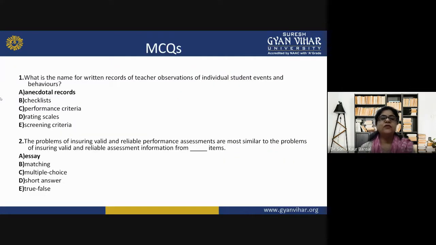Now let's have a look at MCQs related to rating scale and checklist and about many general questions also. So question 1. What is the name of written records of teacher observation of individual student events and behaviors? So the correct answer is anecdotal records.